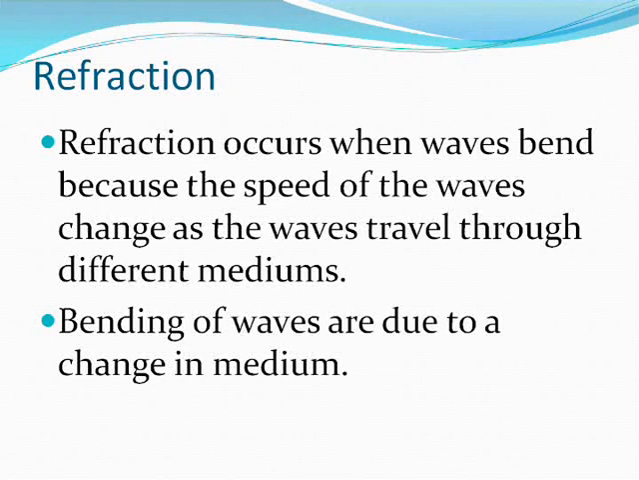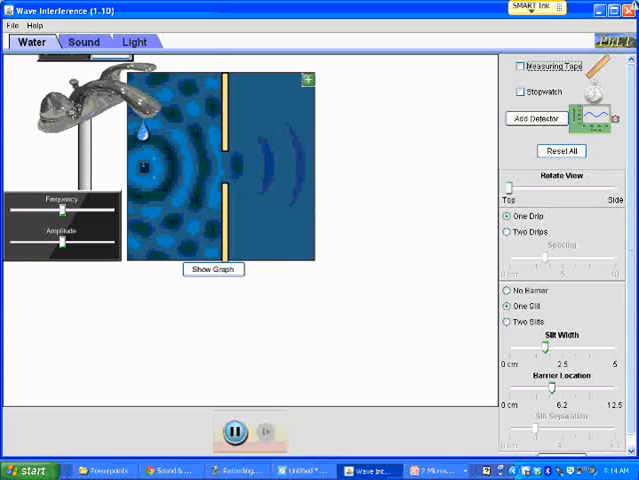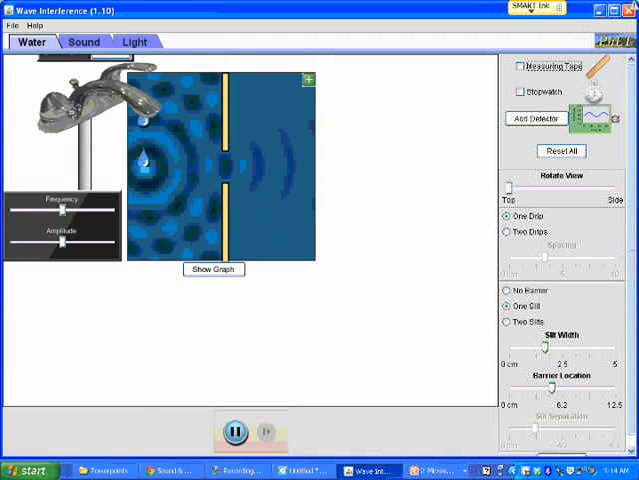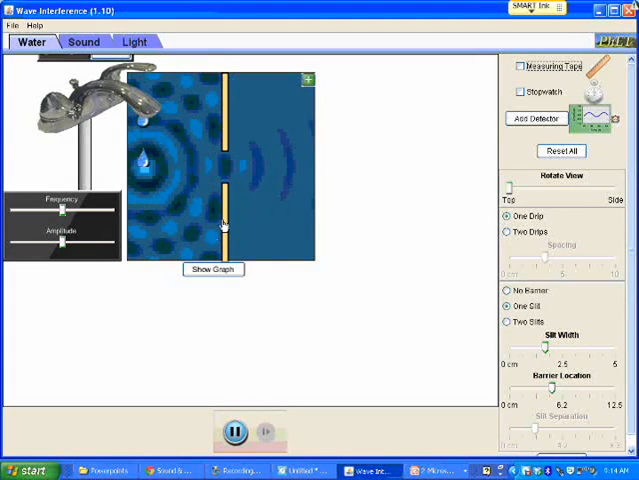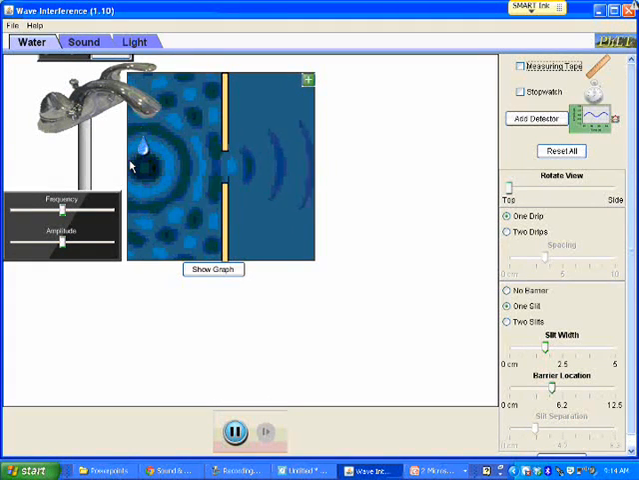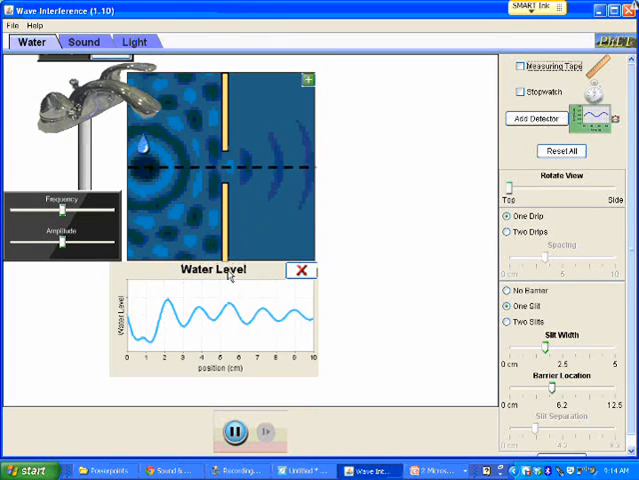Now diffraction. Diffraction is the bending of a wave around the edge of an object. And the amount of bending that the wave would do depends on the wavelength of the wave and the size of the obstacle. We're actually going to look at this right now. All right, this would be a water wave or a surface wave. It's dripping from a faucet, and I put a barrier in here. These are the yellow bars. So the water's trying to go through. Let me show you the wave.